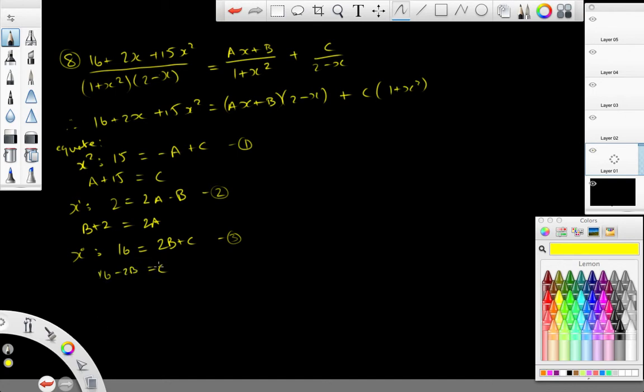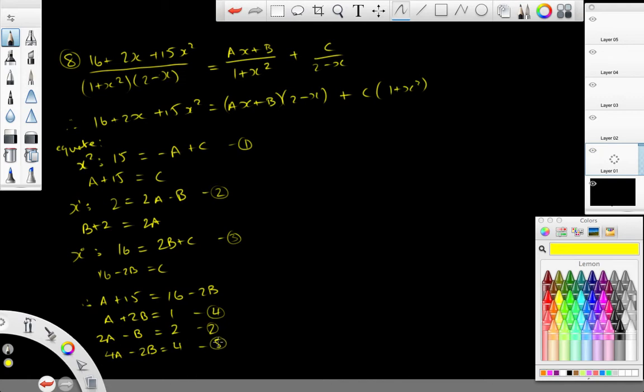Now if I take this equation for c, and I take that equation for c, I can say that a plus 15 must equal 16 minus 2b, and then I can say a plus 2b must equal 1. We'll call it equation 4. And here I've also got an equation involving a and b, so I can say 2a minus b is equal to 2. And that was equation number 2. And if I just double that, I'll get 4a minus 2b equals 4. That's called equation number 5.